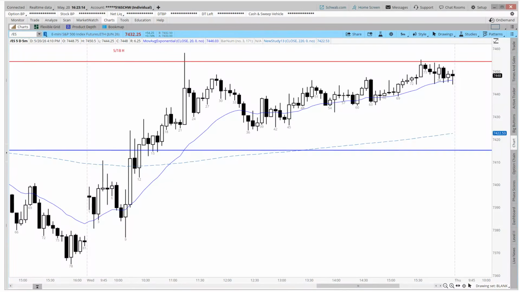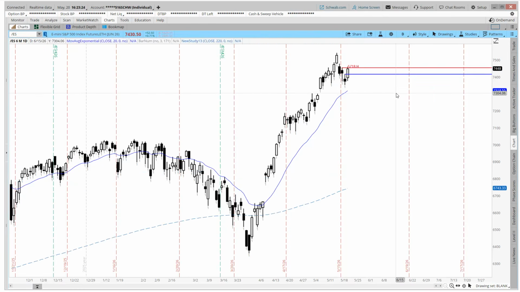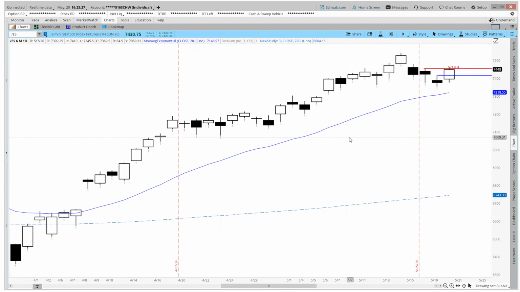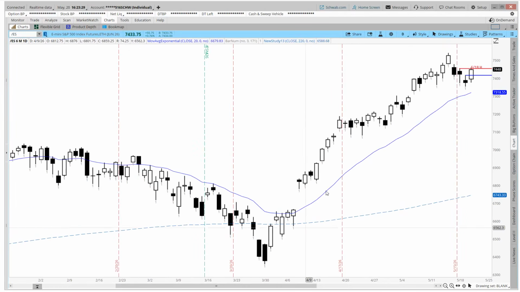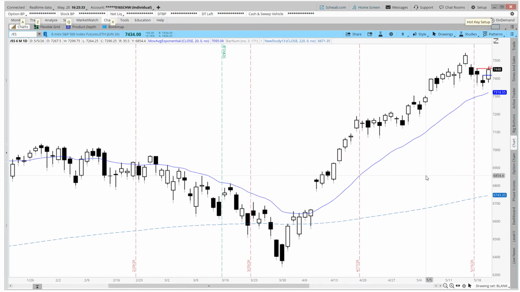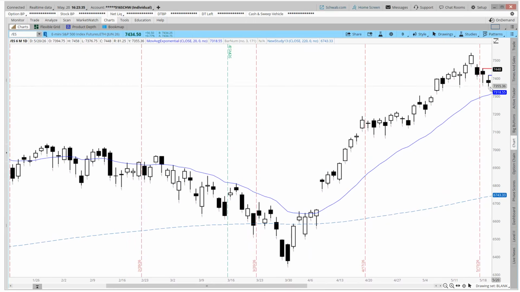In this video, we're going to review the E-mini S&P 500 5-minute chart for Wednesday, May 20th, 2026. Let's see the daily chart, higher time frame context. We have a tight bull channel, and now we have a 4-bar bear micro channel.